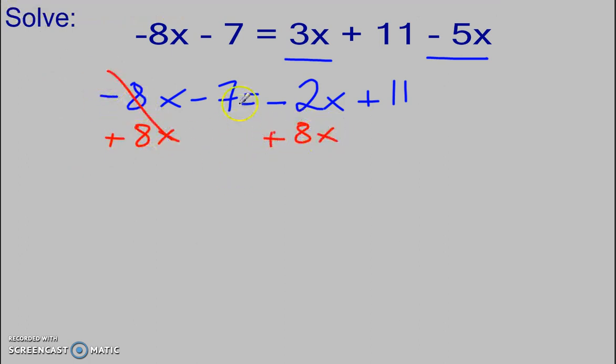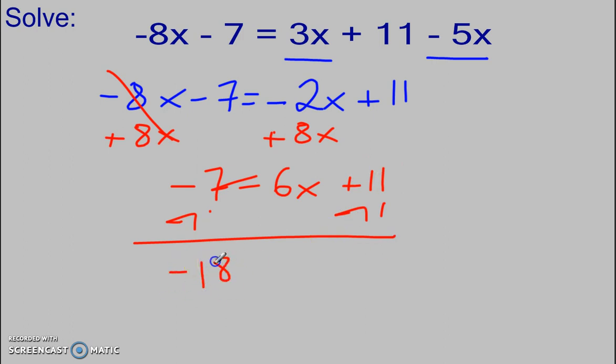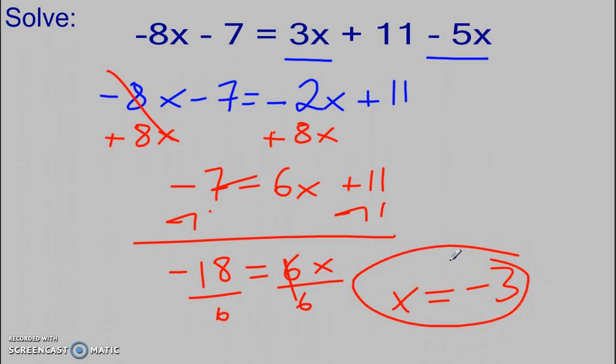That cancels this out. Gives me -7 is equal to 6x plus 11. Subtract 11. You get -18 equals 6x. Divide by 6. And we get x is equal to -3.